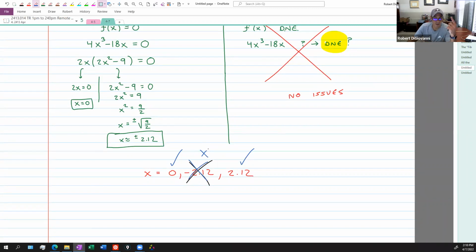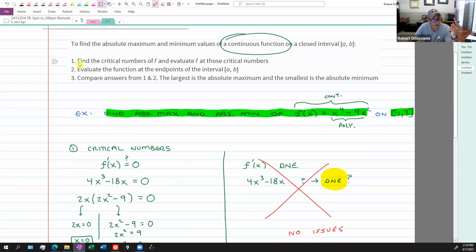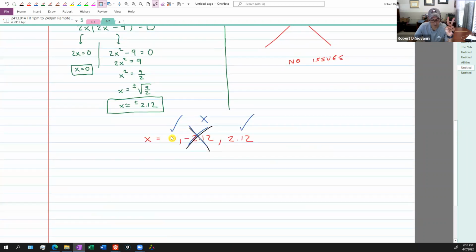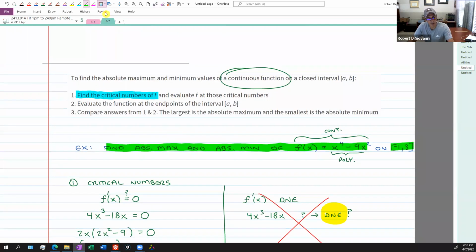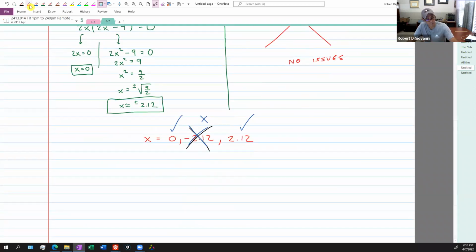All right, so step one of this method, find the critical numbers. Have we done that? We have, right? There were 2 of them, 0 and 2.12. So I found the critical numbers. Now what do I do? Evaluate the original function at those critical numbers. That means I take those numbers and plug them into the original function. This is still part of step 1. So I'm going to plug in 0, and I'm going to plug in 2.12.